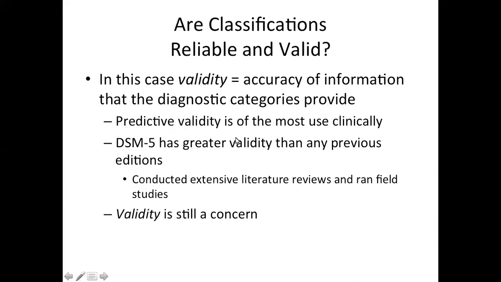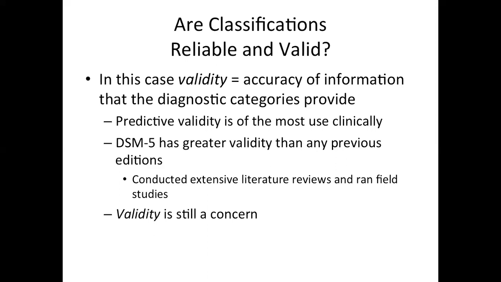Now, validity refers to the accuracy of information, right, that these diagnostic categories provide. And the biggest type of validity we look at is predictive validity. So for diagnoses, does this diagnosis predict a specific outcome? For example, having a learning disorder, does that predict poor academic attainment or achievement, right? We'll use that as a form of predictive validity.